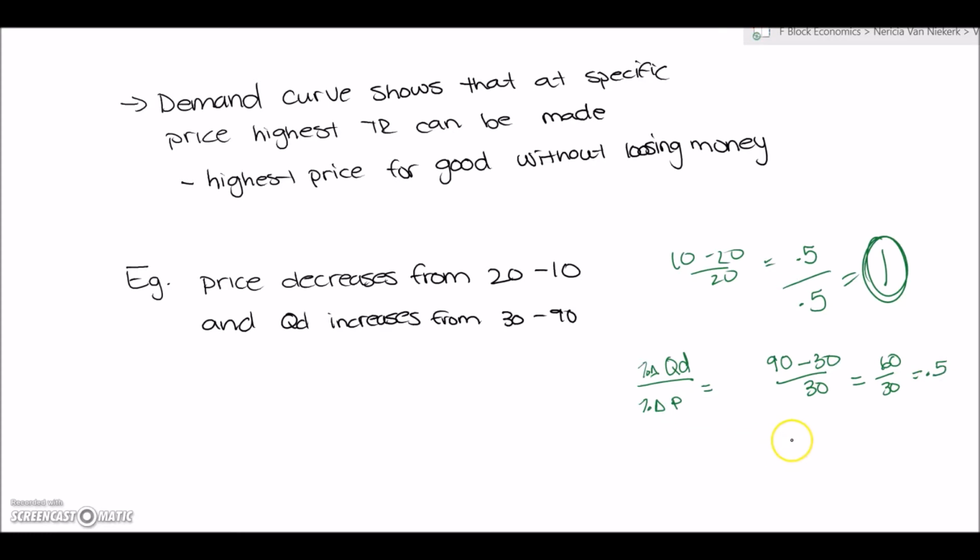You then have 10 minus 20 over 20 equals negative 10 over 20. That equals negative 0.5, but because it's PED, we work with absolute values. But these two over each other equals 1. This is then unit elasticity, where maximum total revenue is then found.